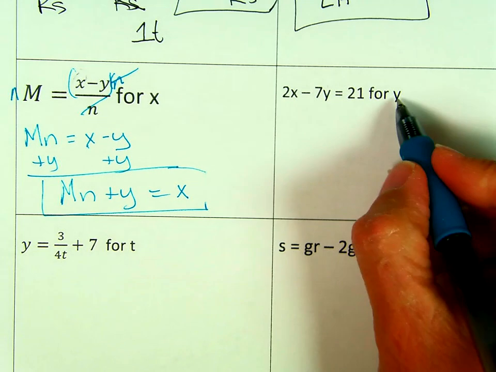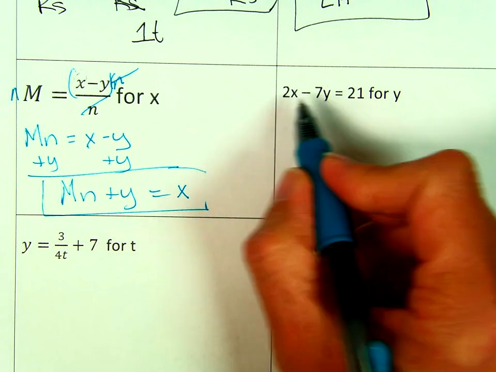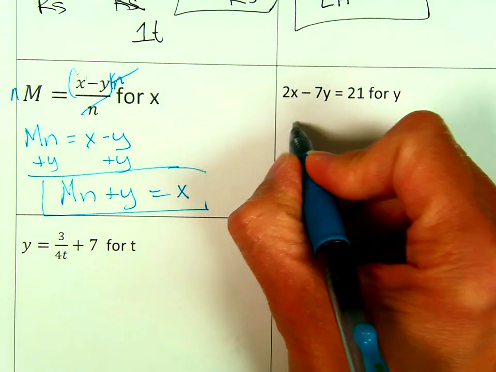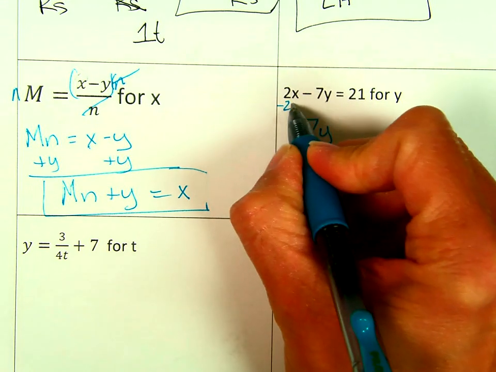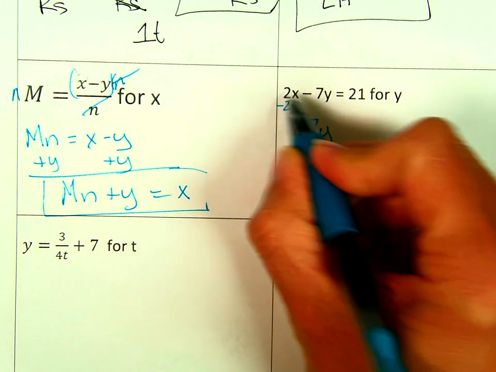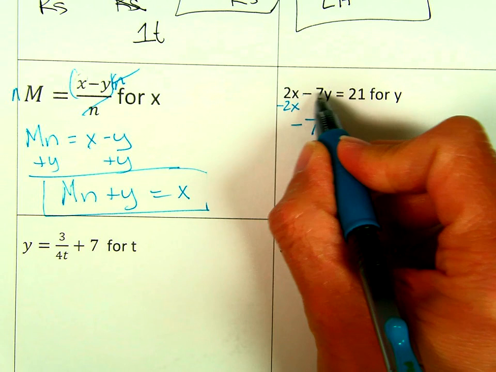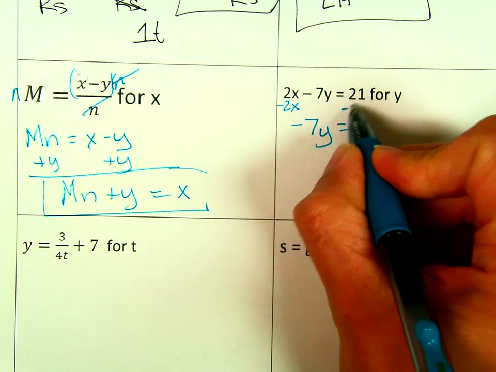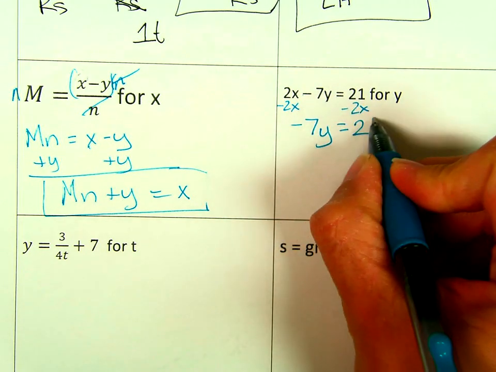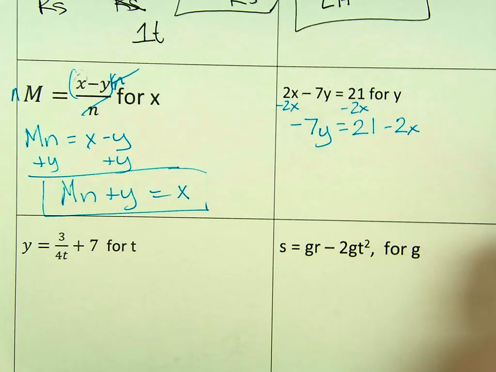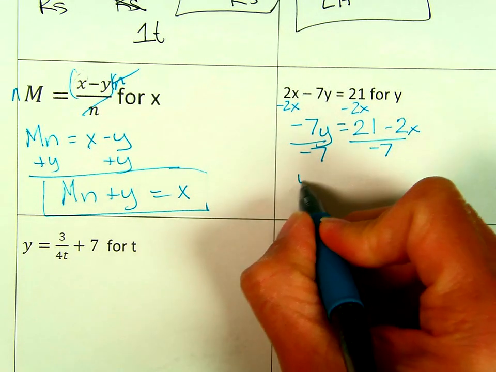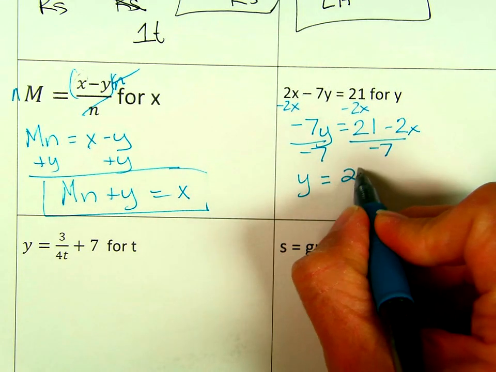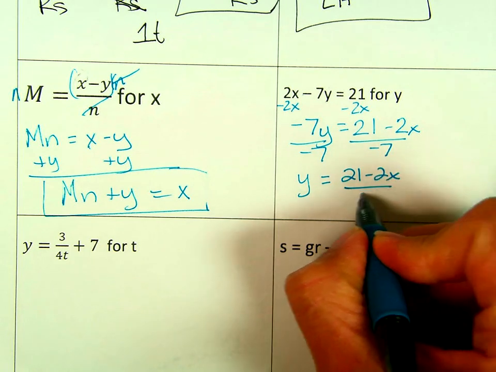All right, here we go. We're solving for Y. The first thing I want to do is get rid of my 2x. So watch this negative sign here. Sometimes people forget that. They think that it's gone with this one, but this negative minus sign goes with that 7. So if I subtract 2x from both sides, I get 21 minus 2x. And then if I divide by negative 7, I get Y equals 21 minus 2x over negative 7.